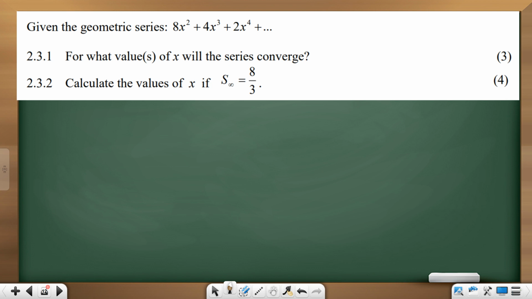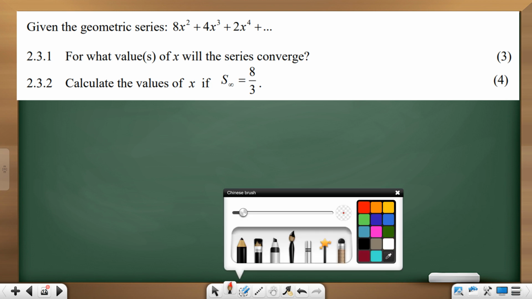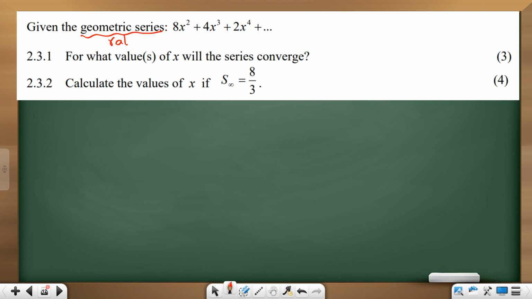All right, let's quickly answer this. Given the geometric series 8x squared plus 4x cubed plus 2x to the power 4, it says it's geometric. What are we looking at when we say geometric? Don't forget those keywords. We are dealing with a ratio. For which values? I did this on Saturday. What is converge? Good. It means not just any numbers. Your ratio must be between -1 and 1.